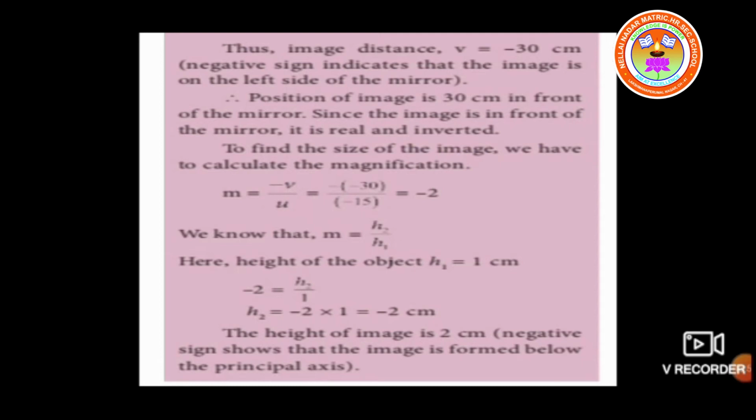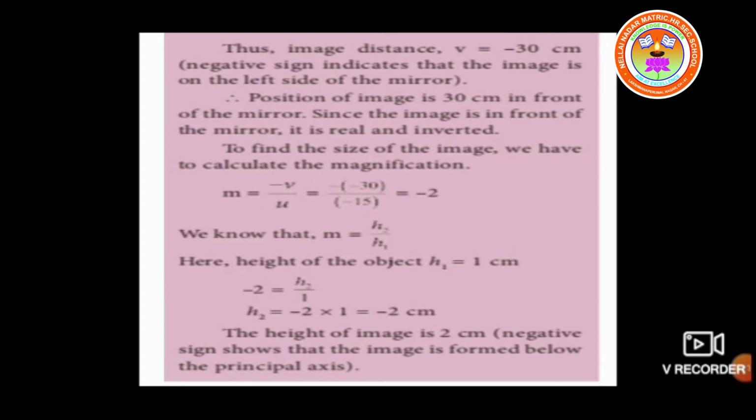To find the size of the image, we calculate the magnification. m is equal to minus v divided by u is equal to minus into minus 30 divided by minus 15. So it gives the answer minus 2. Okay, minus into minus is plus, divided by minus, so it will become minus 2.